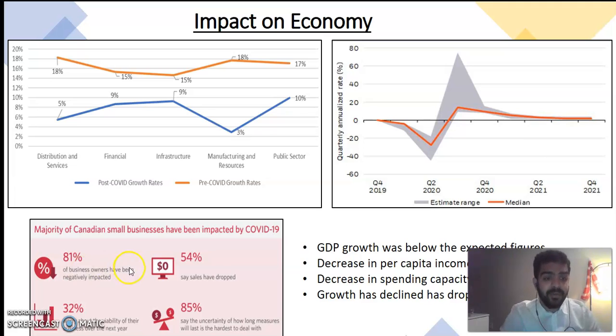A quick survey shows that 81% of small business owners have been negatively impacted, out of which 54% say their sales have dropped tremendously, and 32% worry whether their business will continue to exist in the coming year. 85% of our population say that being uncertain of how long the measures will last is the hardest to deal with.